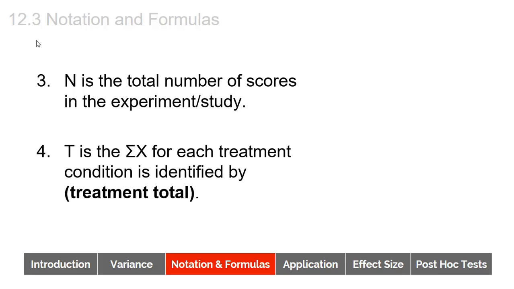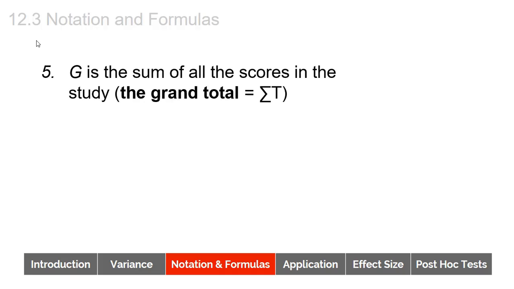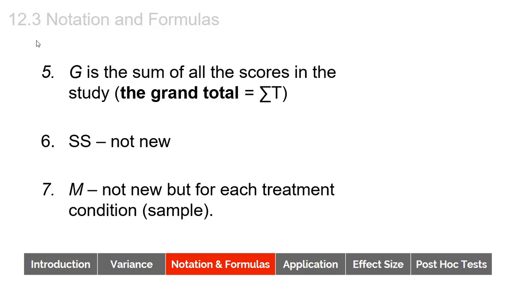T is the sum of all the scores for each treatment condition. So this is the treatment total. So each group will have a treatment total by adding up all the values of the scores. G is going to be the sum of all of the scores in the study, the grand total. And you can find that grand total by just summing up all the individual treatment totals for each group. Sums of squares is not new, but we're going to use a different calculation for the sums of squares total. And M, the mean, is not new, but just a reminder that each treatment condition has its own mean.